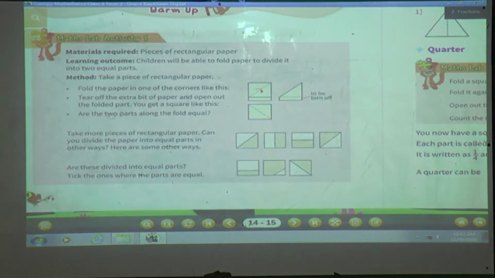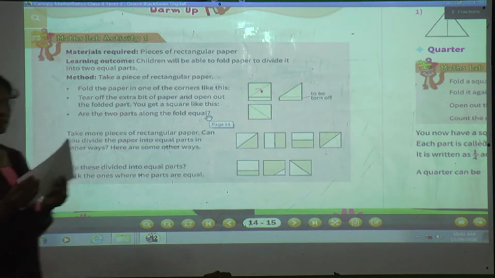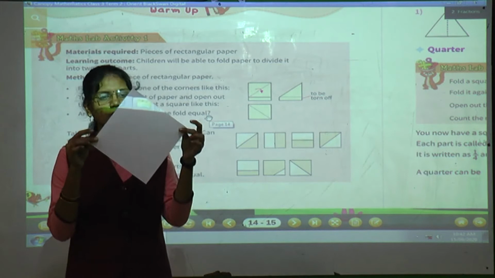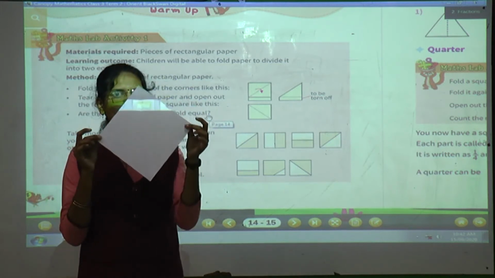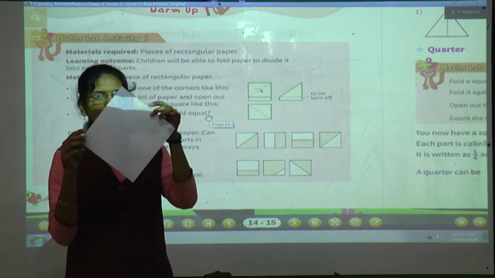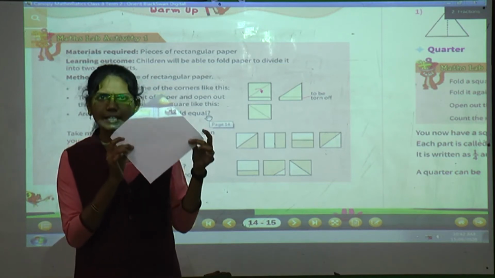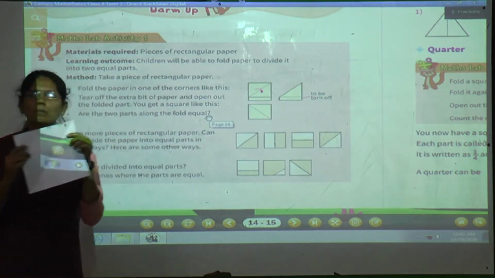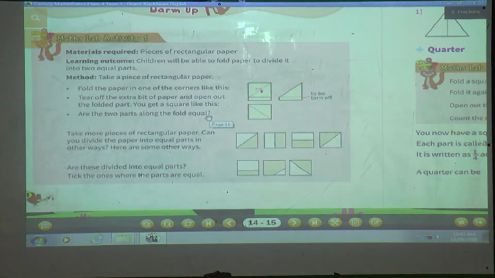See here, are the two parts along the fold equal? See this. When I open this paper, can you see two parts here? Yes, two parts you can see. Are these two parts equal? Yes, the two parts are equal, and each part is called a half. Each part is called a half. Now this activity you have to do at home.